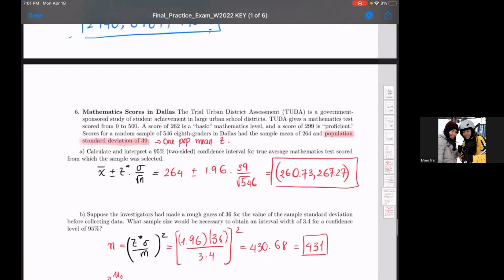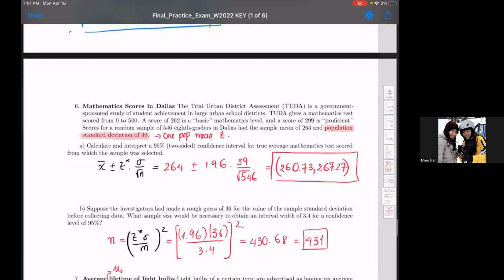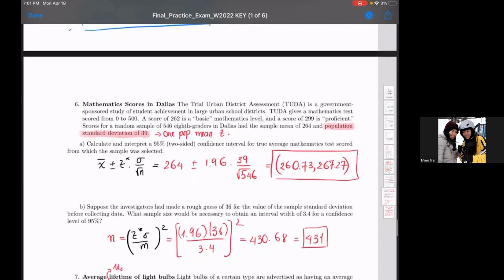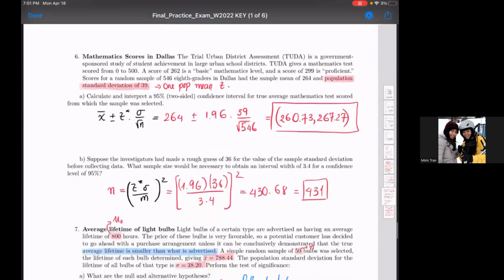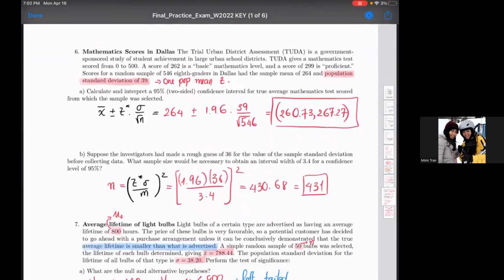So first of all, pick a hypothesis test or a confidence interval. 264, a sample mean. So I know that it's something in mean, not proportion. Is it Z or T? Well, it's a Z because the population standard deviation is known. So you're going to use Z, and then you look it up on your little formula sheet. Make sure you use the right formula.